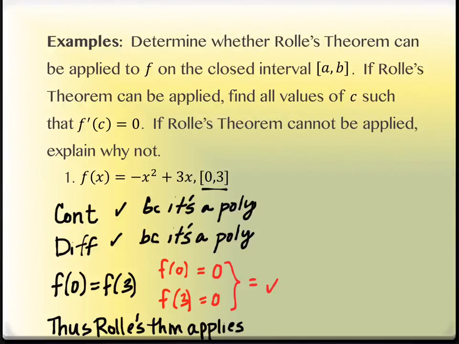Okay, so what does Rolle's theorem say? Well, it said that we can take the derivative, and at some point between 0 and 3, the derivative will actually have a 0, right? It will have a horizontal tangent line. So if we take this derivative, what is f prime of x?